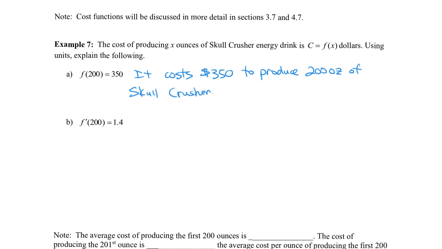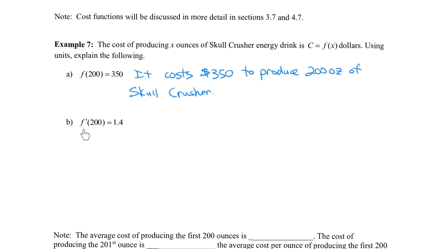Right? Just the cost function. This is just the cost function, input 200, output 350. So this means for 200 ounces, the cost is $350. Now this is the new part. This is calculus, right? Because this is the rate of change of the cost function at this point.